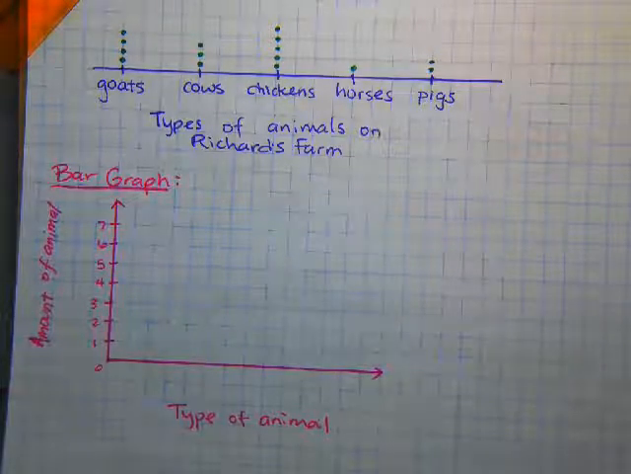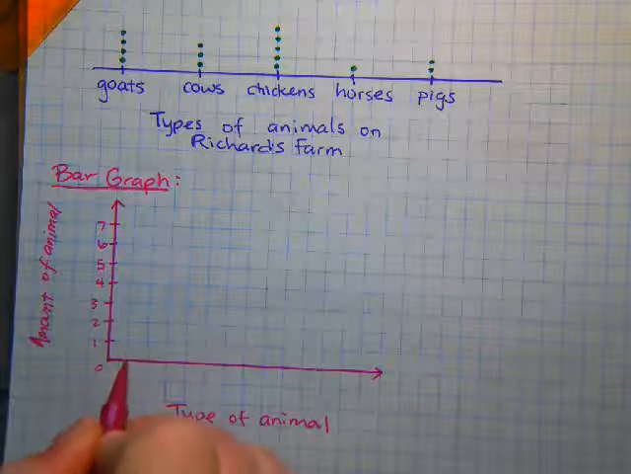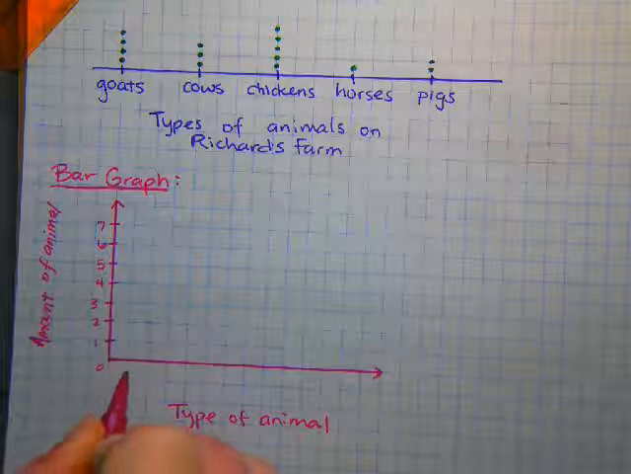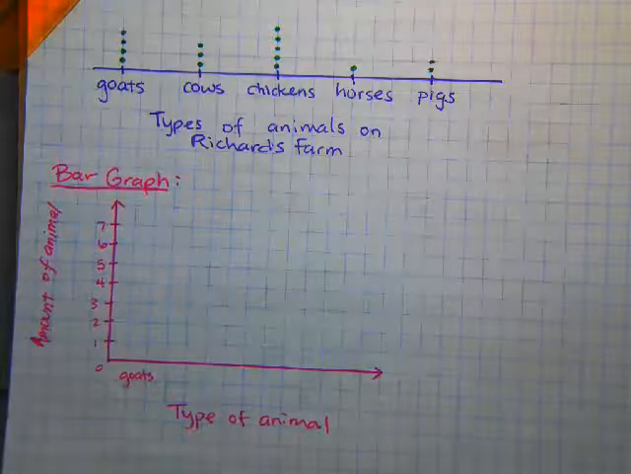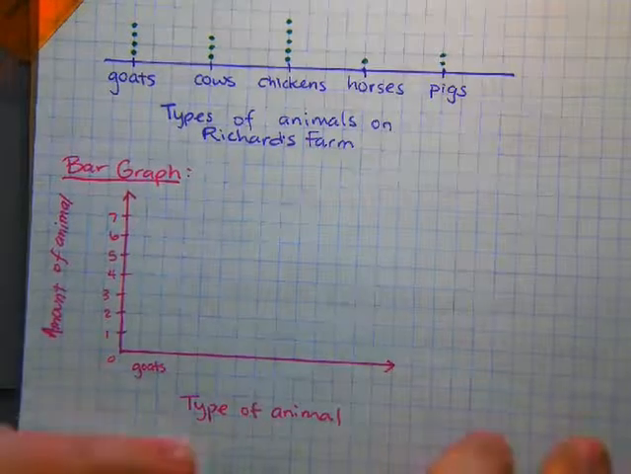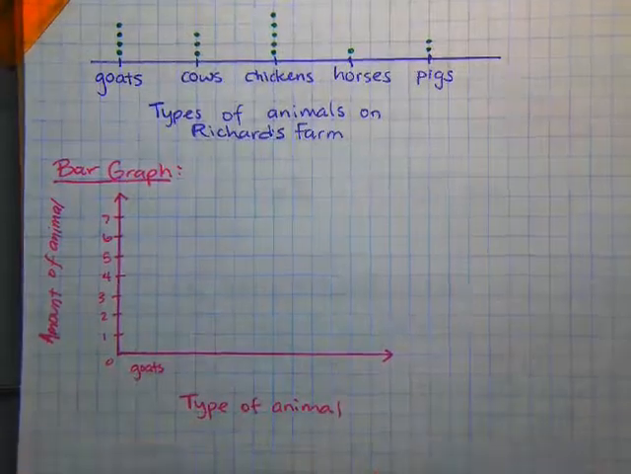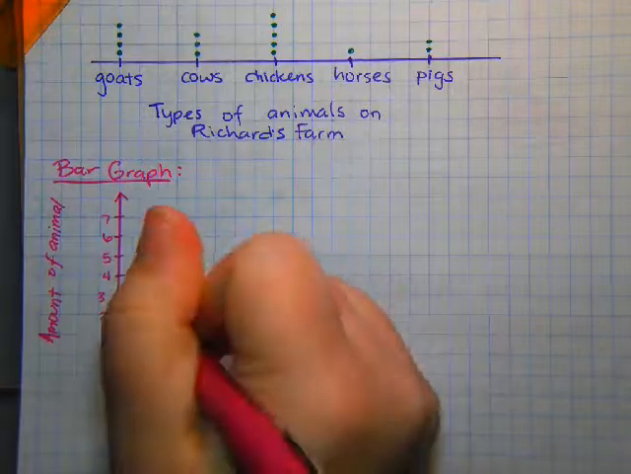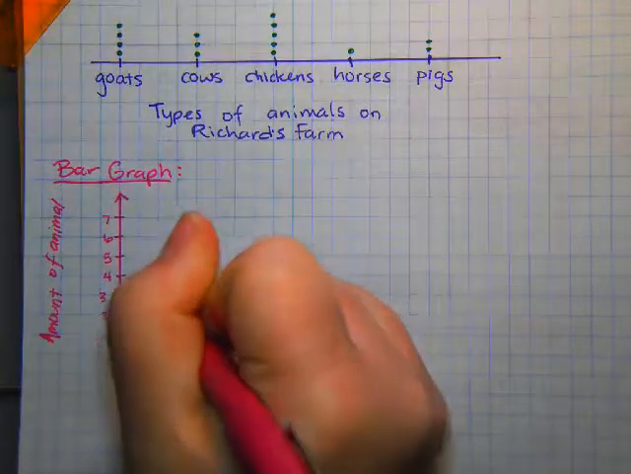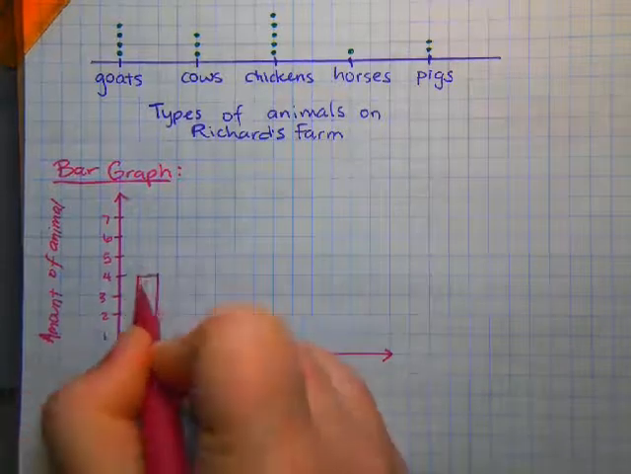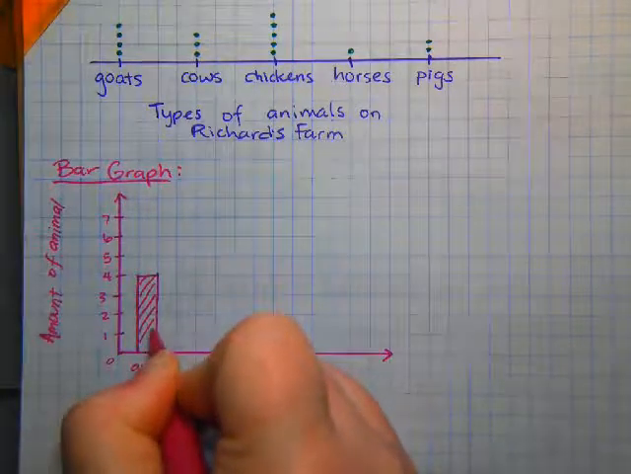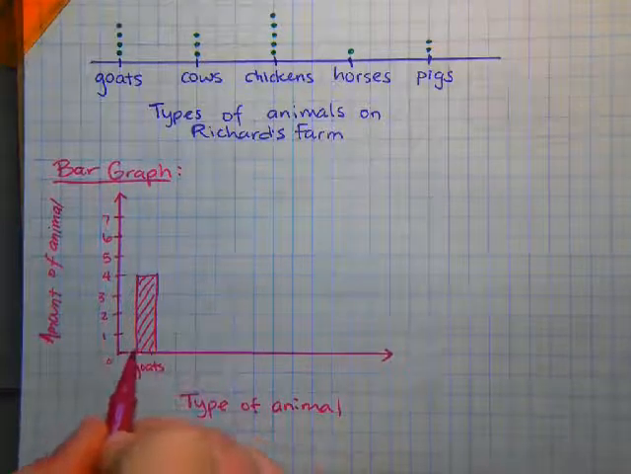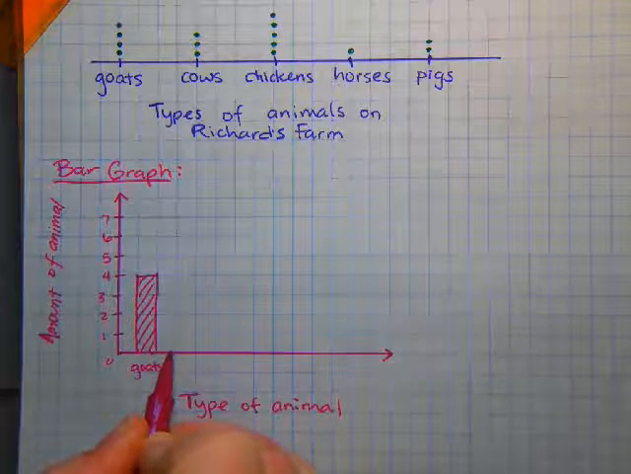So what I'm going to do is I'm going to try to write it as small as possible because I didn't really give myself enough room to write them vertically going up like that. But there's 4 goats, so then I'm going to make the bar for goats go up 4. And you can shade or color it in. I don't want to take too much time here. So then, because I put a space of 1 here, I need to only do 1 square away to do my count.